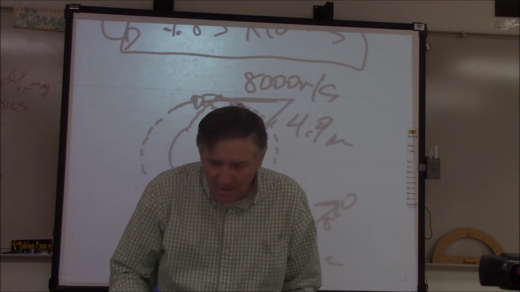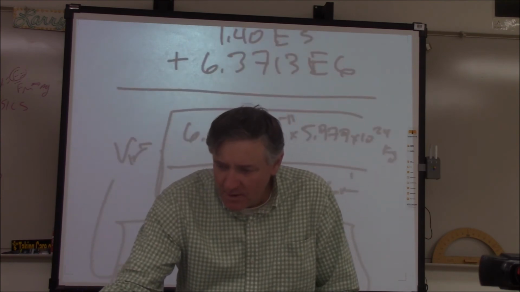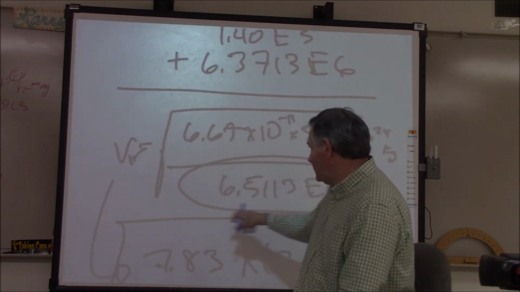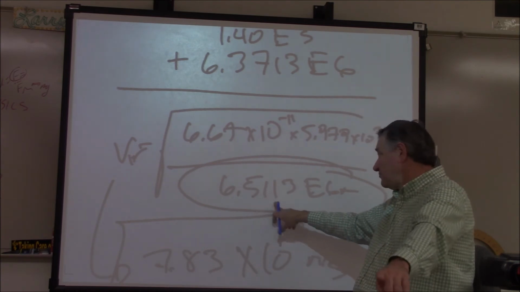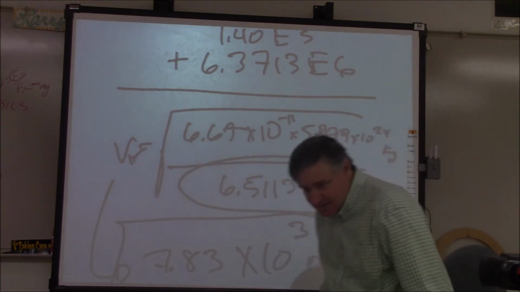Okay, so Caden, here's your job for now. Remember that radius because we're going to need it again later. So Caden or somebody, remember this number: 6.5113 e to the 6th. Okay, we'll get back to that number.